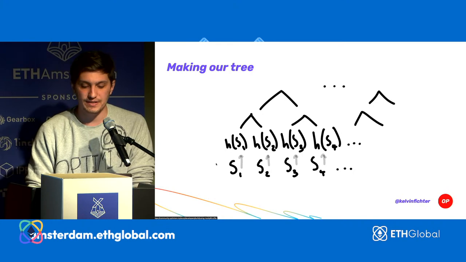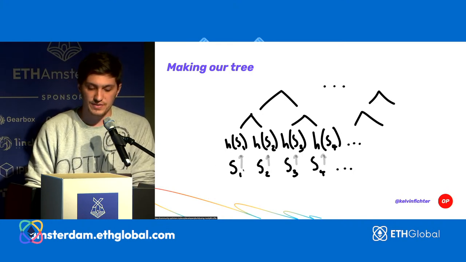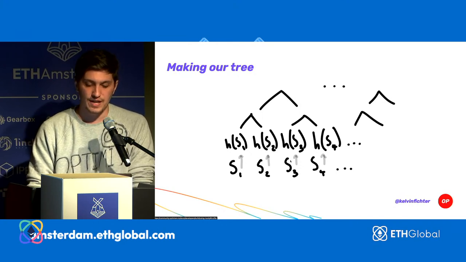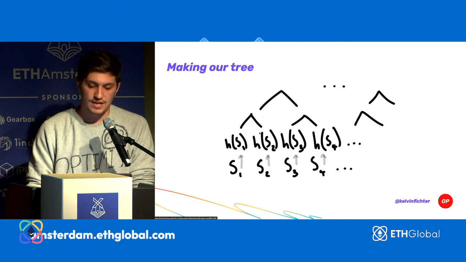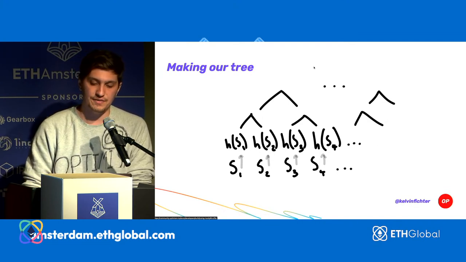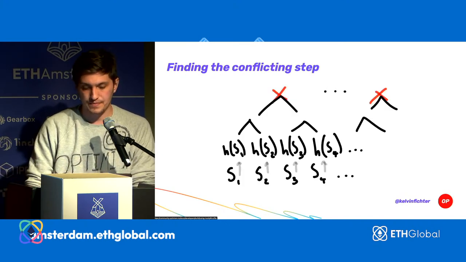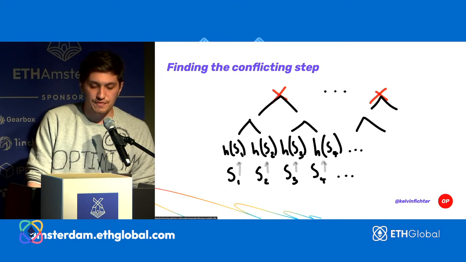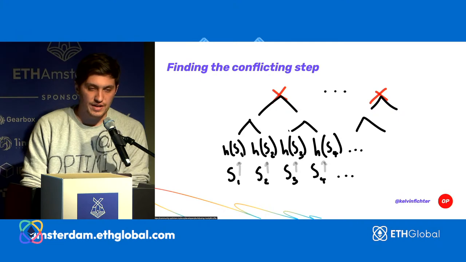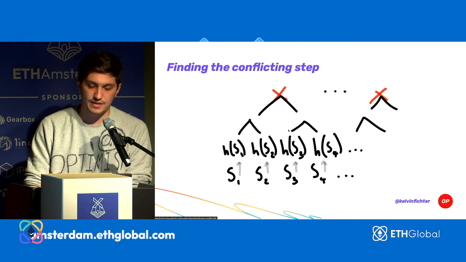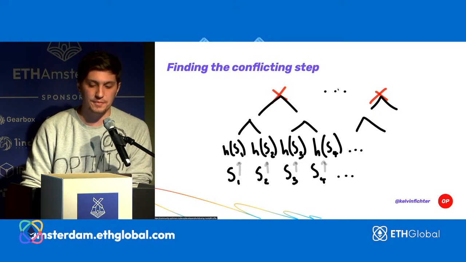Remember, this is all deterministic. The machine just operates on a state, and it produces some output state. So you go from step one to step two to step three, and at each point you take a snapshot and hash it, and then you generate this big Merkle tree out of this array of machine states. Then you and your adversary are trying to find the first step that you conflict on, so you start making your way down the Merkle tree.